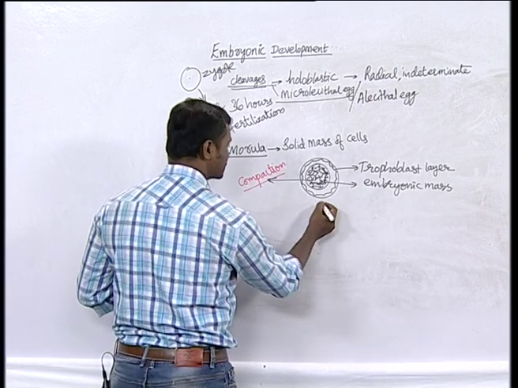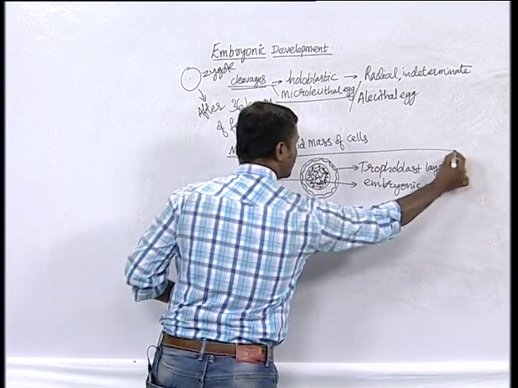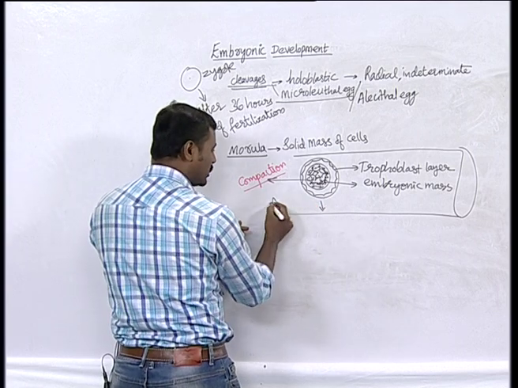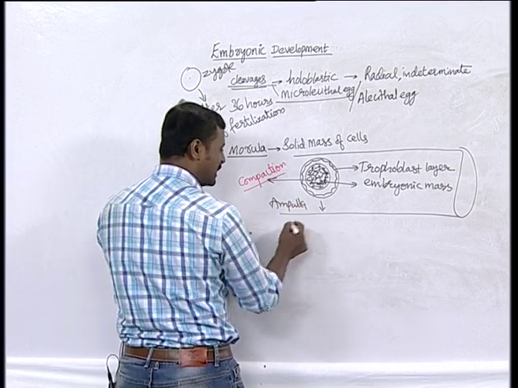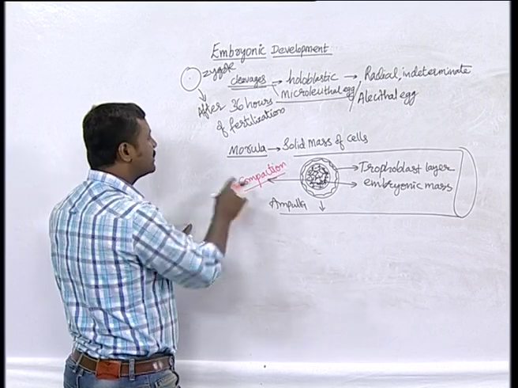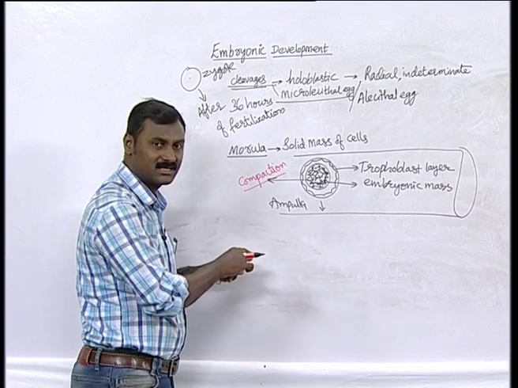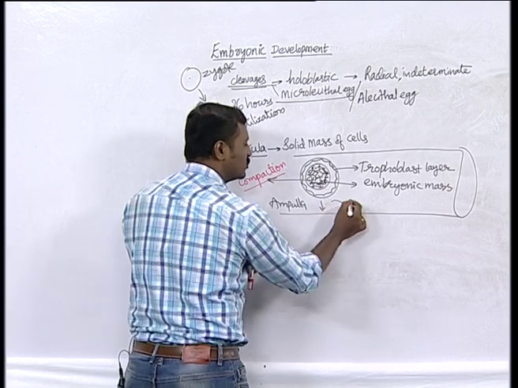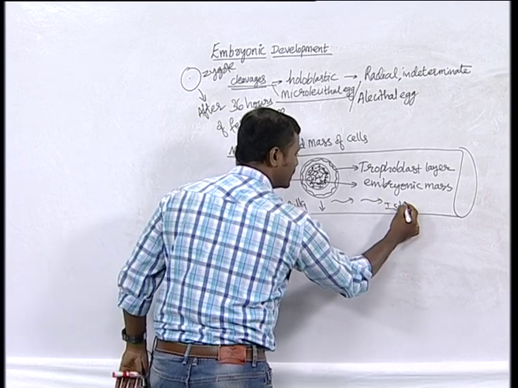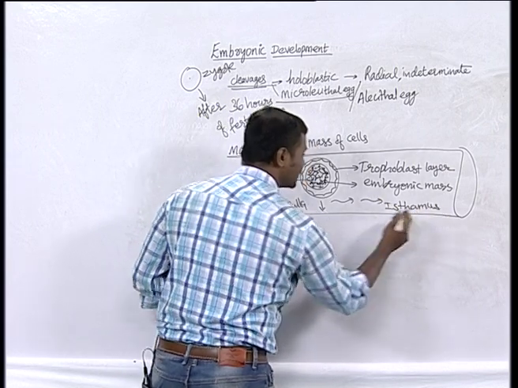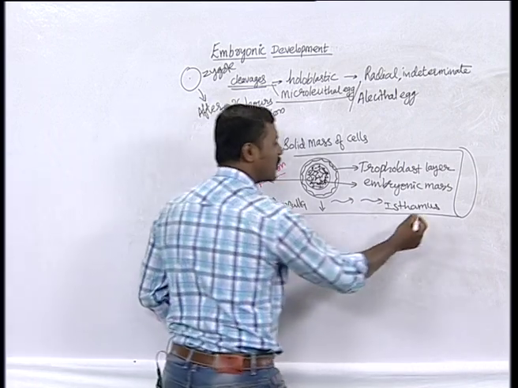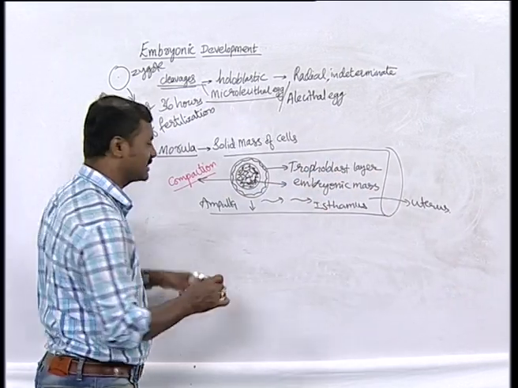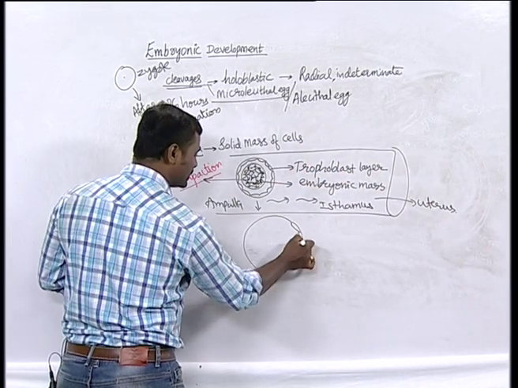Then afterwards, what happens? This stage now starts moving from the ampulla, in the fallopian tube. Why? Because in the ampulla region, fertilization occurs in the fallopian tube. Here it slowly and gradually starts moving towards the isthmus, and finally it is going to get into the uterus. Before getting into the uterus, a cavity develops inside.